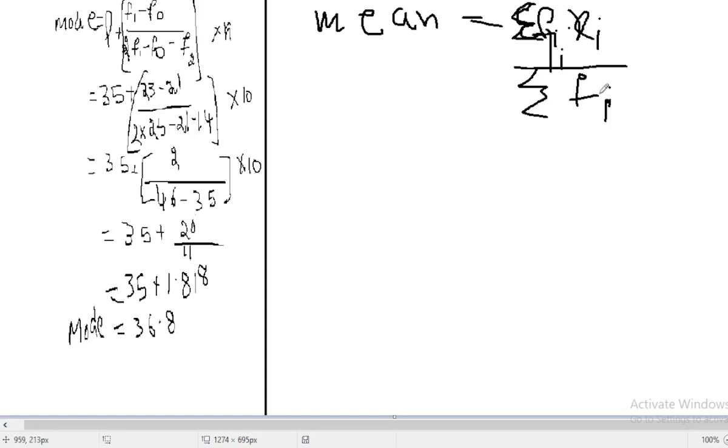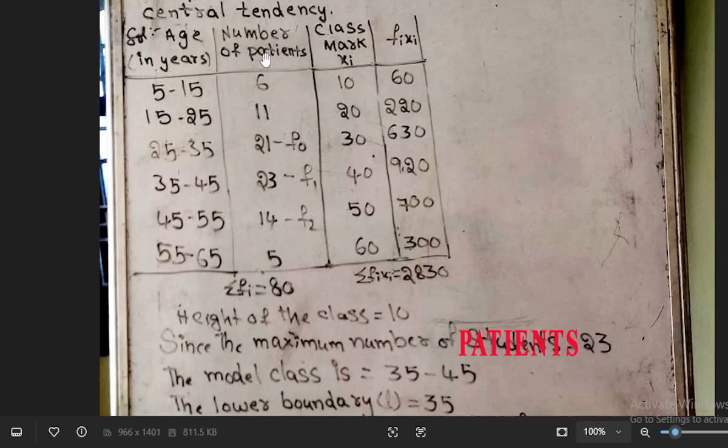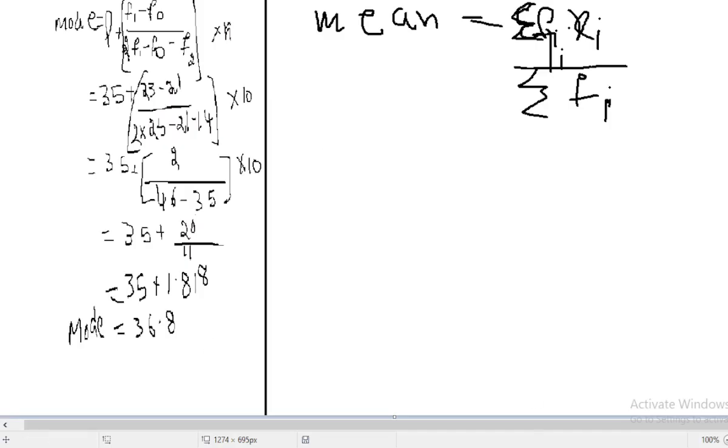To find the mean, first we need the sigma Fi xi value and the sigma Fi value. Please observe here. Here we got the class intervals as 5 to 15, 15 to 25, 25 to 35, 35 to 45, 45 to 55, 55 to 65. By using these class intervals, we find the midpoints. How to find the midpoints? Please observe here.